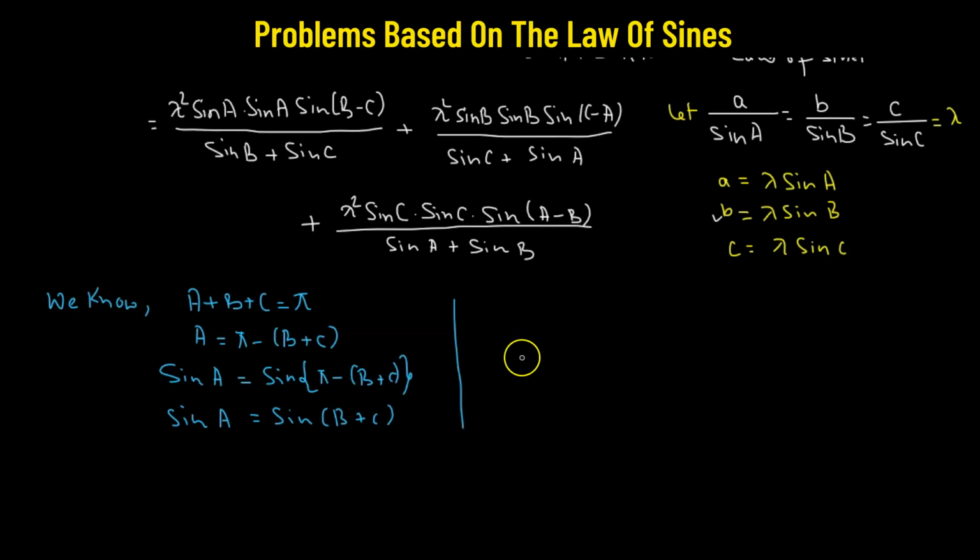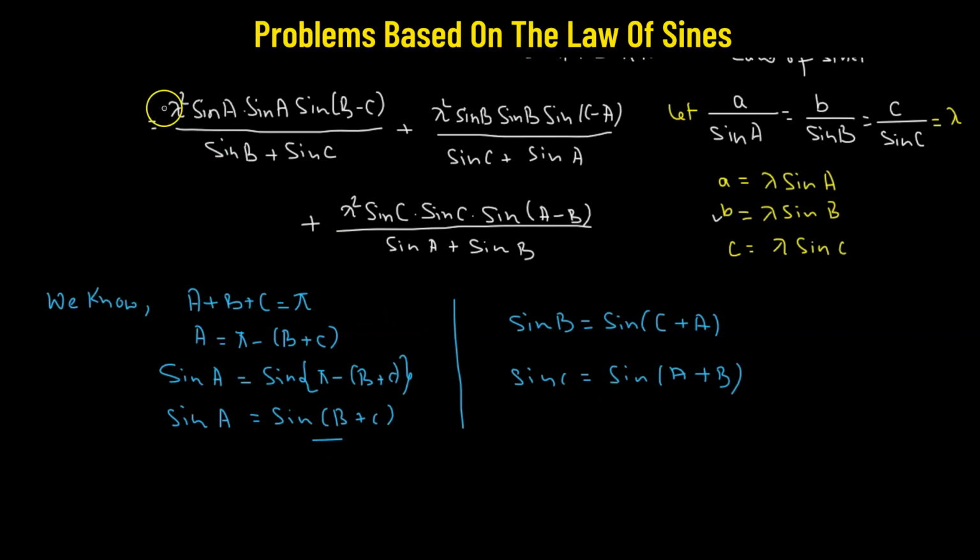Now, using the same idea, we can also say that sine of B will be equal to sine of (C plus A), and sine of C will be equal to sine of (A plus B). Fine. We will be using this value and replacing one of the sine A, only one of the sine A, with the respective value.